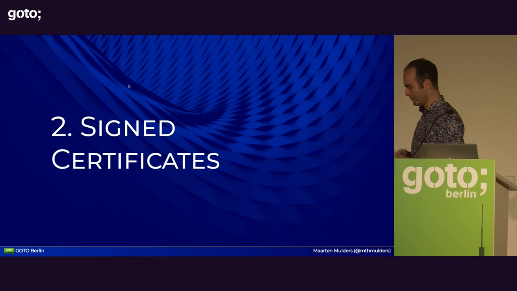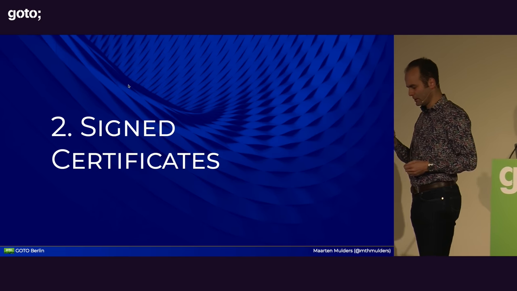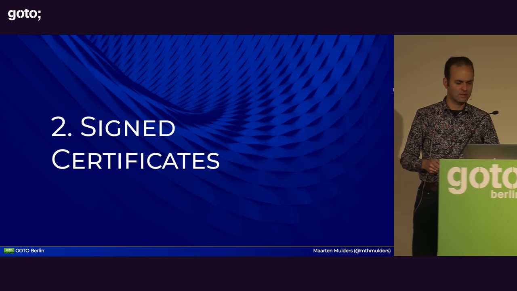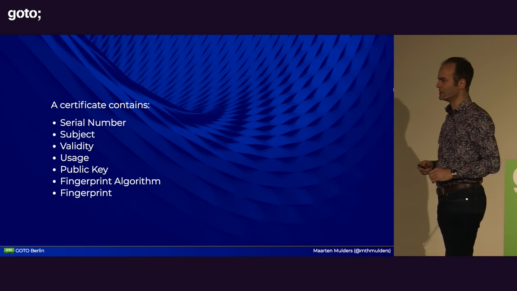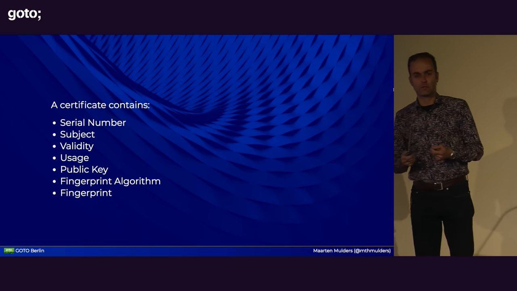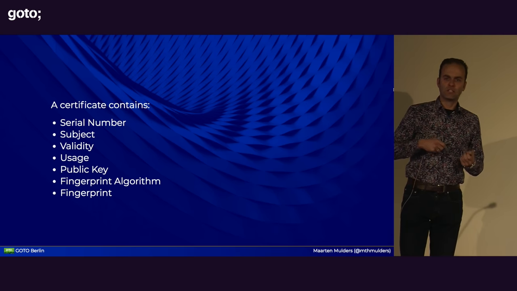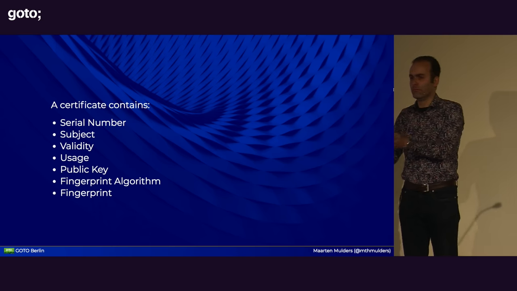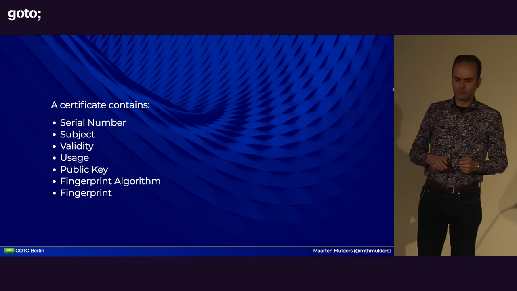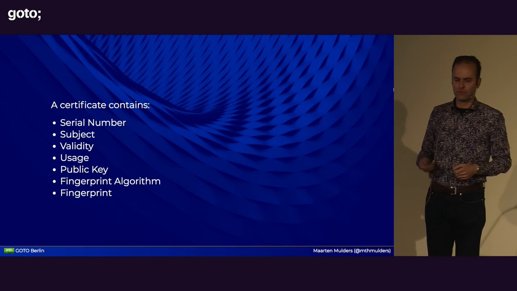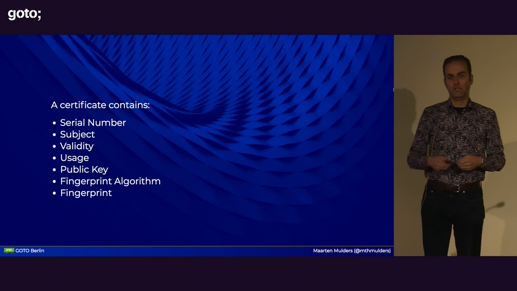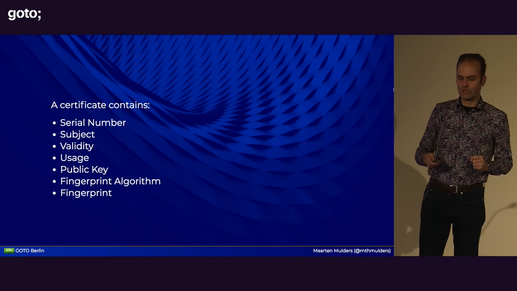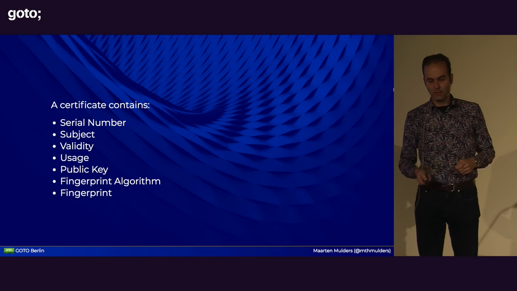So we looked at public-private key encryption, and in the process we came to hear about certificates. So the next thing we need to investigate is what these certificates actually are. Well, a certificate is basically a document, just like your driving license, for example, which says that some entity is in possession of some key material in this case. A certificate contains a lot of fields, like a number, a subject. So in case of a driver's license, the subject is me. A validity, a usage, and in this specific case, a public key.